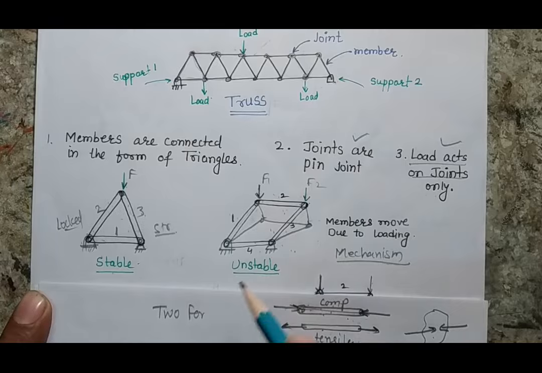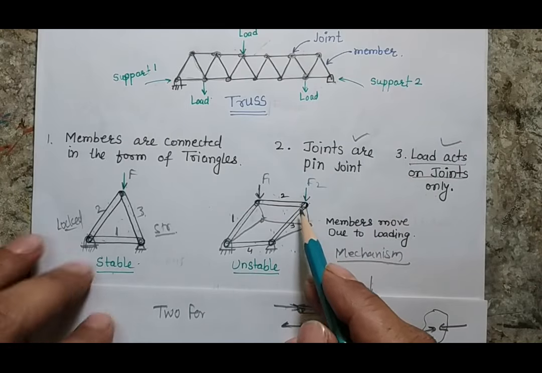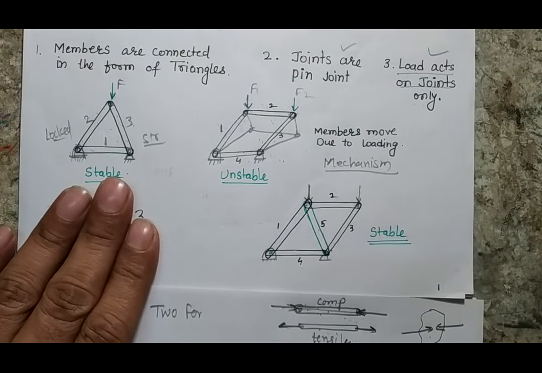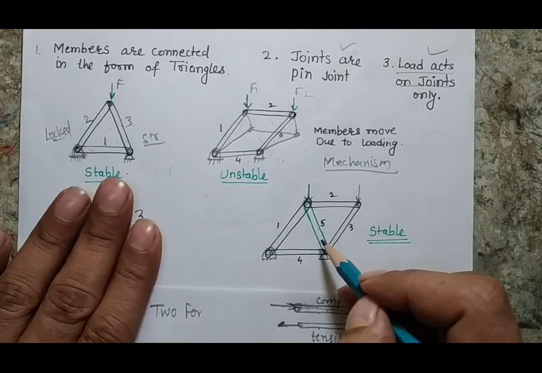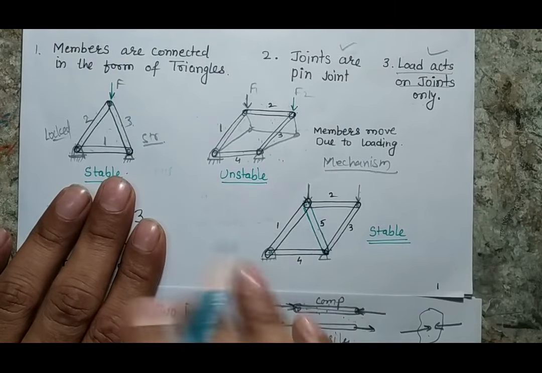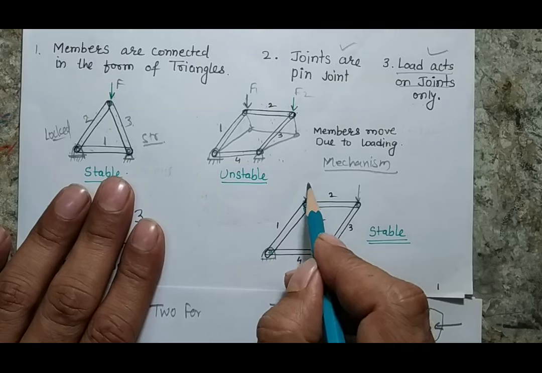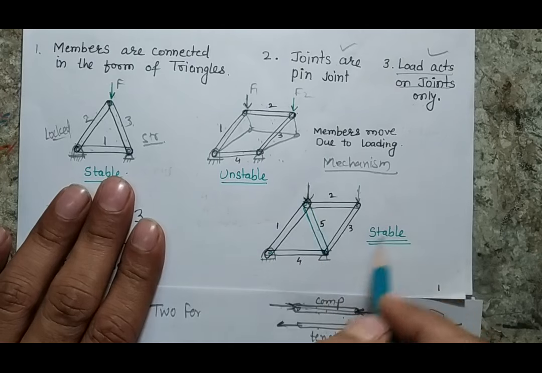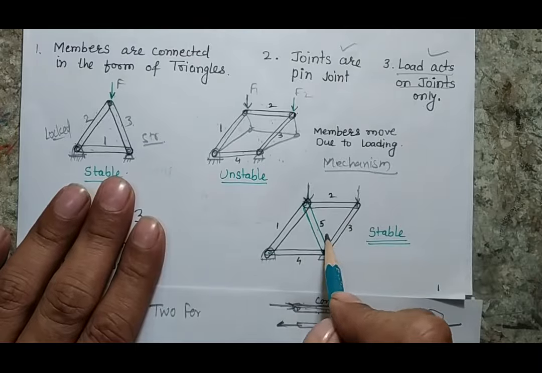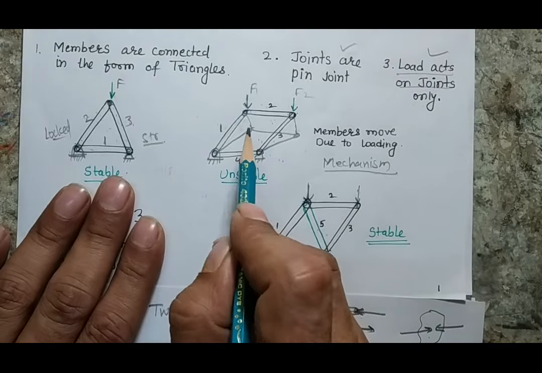However, if we want to make this stable, what can we do? We can add another member to our truss. So here you see that if I add a fifth member here, then as the fifth member comes into the picture, you can now physically visualize that if I apply two forces here, the system will not move and the system will behave like a stable structure. Now it is not a mechanism, but if you see here, this is a mechanism.